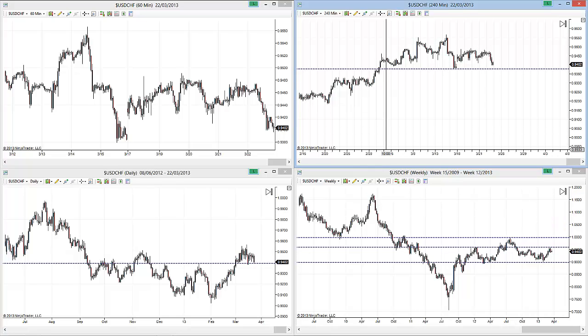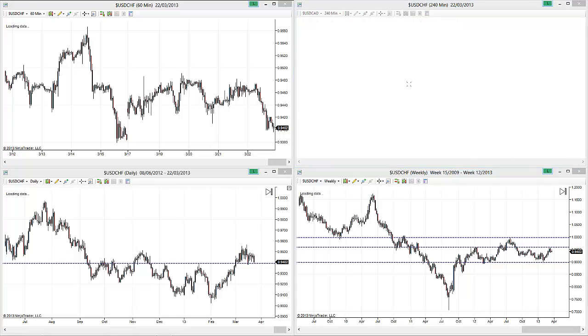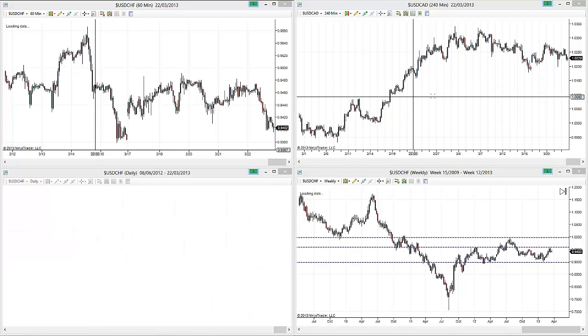So far we've got the pound dollar, Aussie, and the dollar franc presenting us with opportunities. The pound dollar is by far the most compelling. It's the one that makes the most sense, but the other ones also are pretty good levels to be taking trades from. Looking at the dollar CAD now, for me, I can't see much.